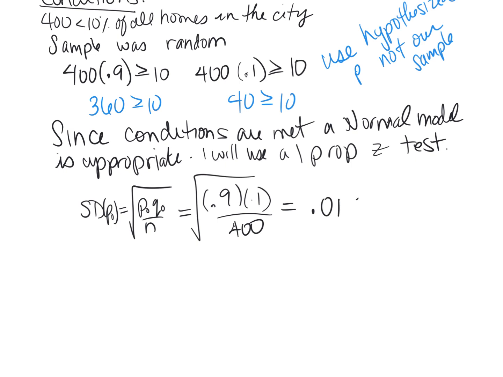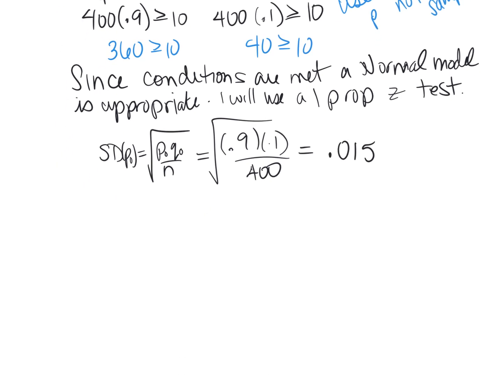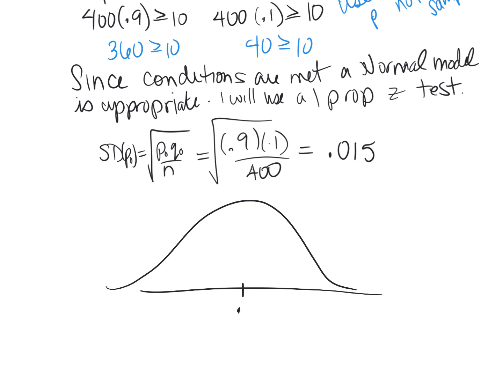And this is 0.015. And one of the steps is to draw the normal model so we kind of understand and can relate what we did in chapter 6 to what we're doing now, what we did last chapter to what we're doing now. So we're going to draw our model. Our mean is P naught, the hypothesis. And then my standard deviation is 0.915, 0.93, 0.945, 0.885, 0.87, 0.855.